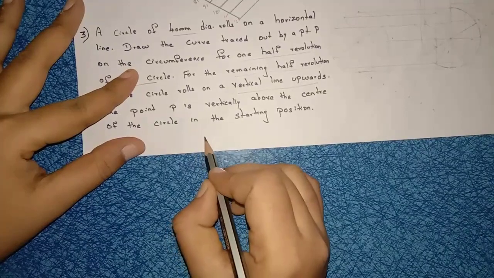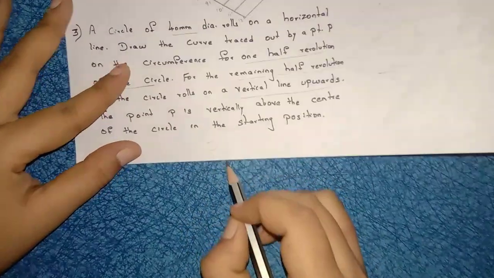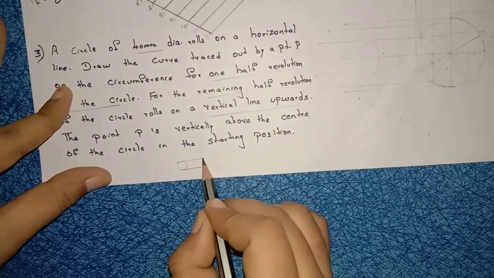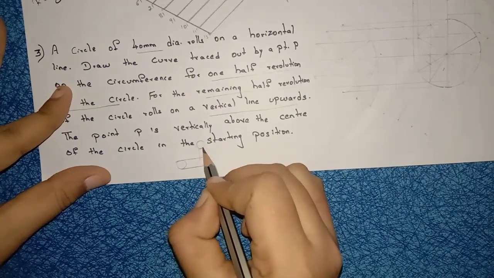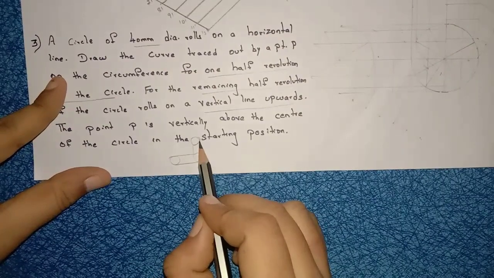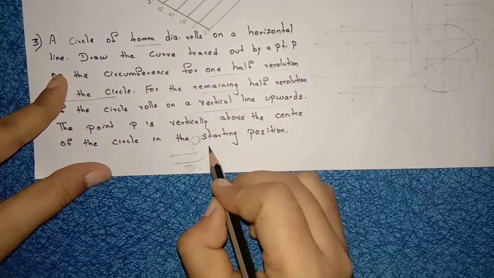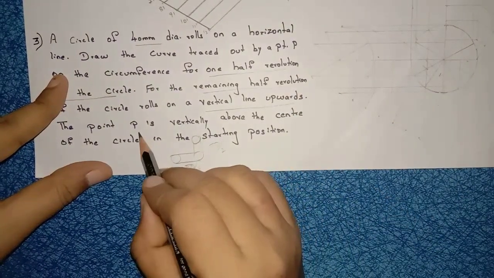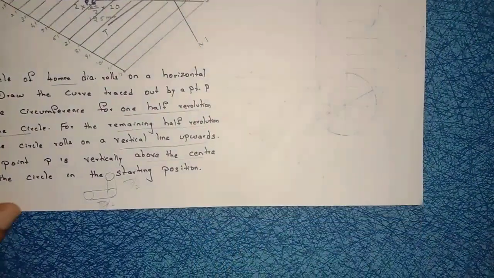That means, this is a circle. For half a revolution it is rolling along a straight line, and for the remaining half revolution it is rolling along a vertical line upwards. So for half a revolution we have to calculate pi d by 2, and here they mention the point P is vertically above the center of the circle. So this is the question.